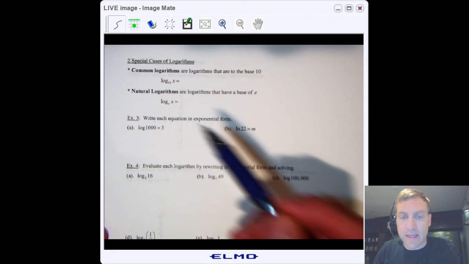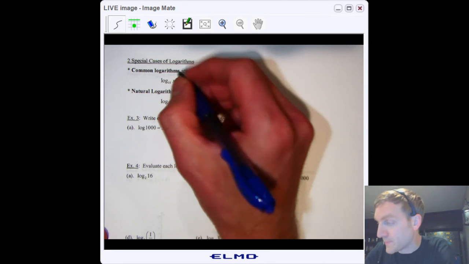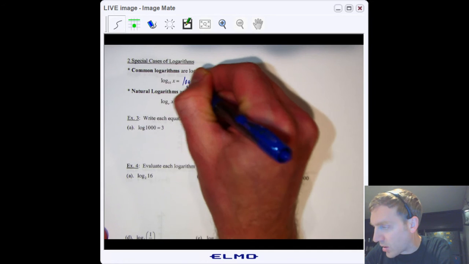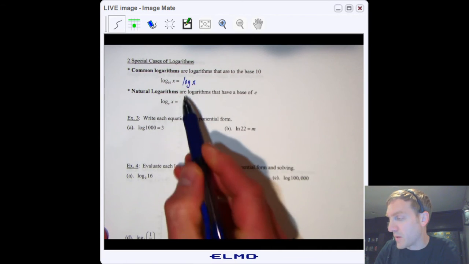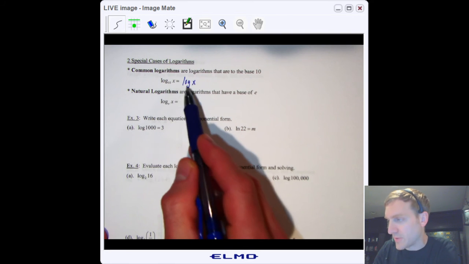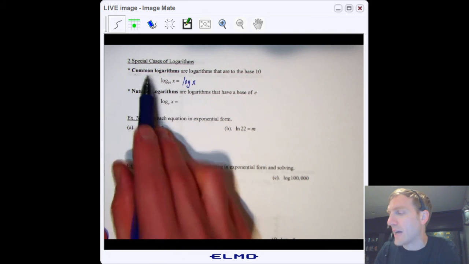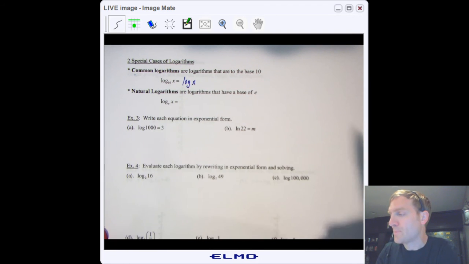The common log is just written log of x. That's a log base 10. So it's just written like a log without a base. So if you ever see log of x with no base, the base is 10. It's called the common logarithm.